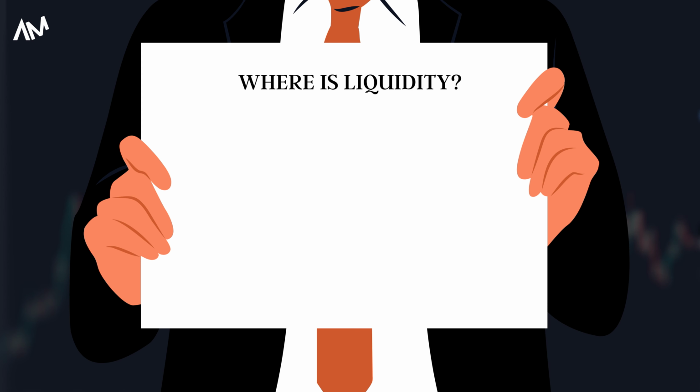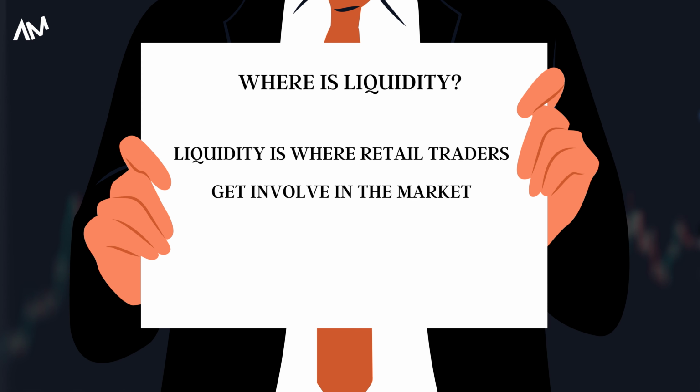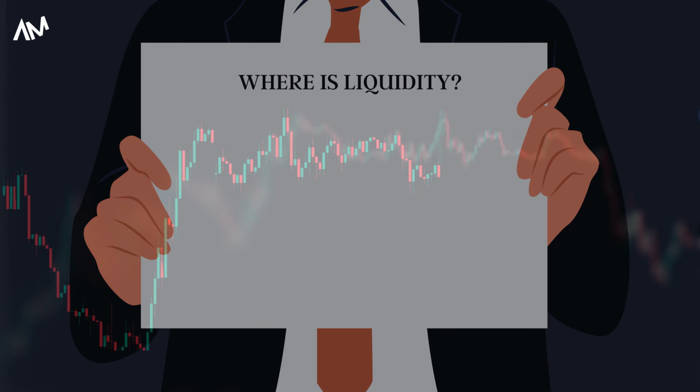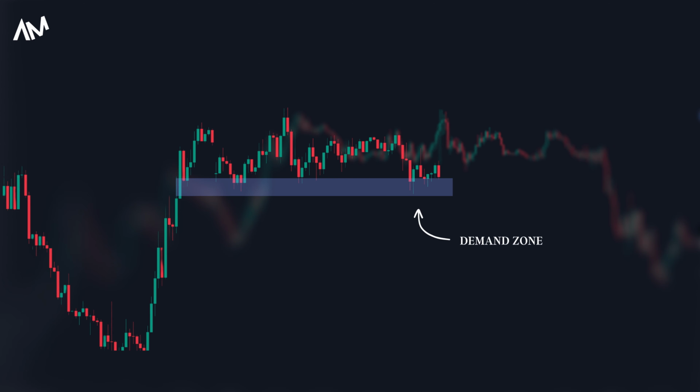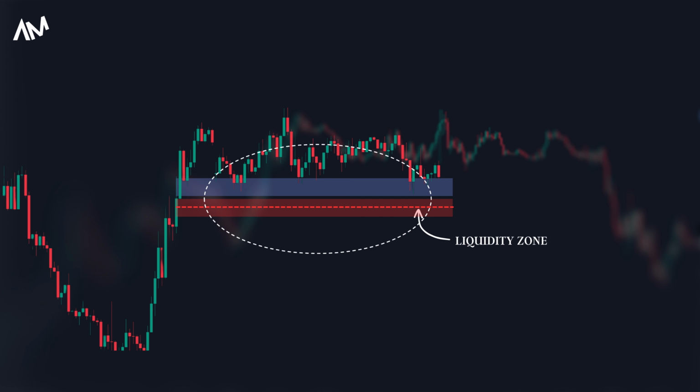Now, how do we identify liquidity zones? Liquidity zones can be identified as areas where retail traders become involved in the market. For example, when the price reaches a demand zone, traders may start placing buying orders, which creates liquidity. In this scenario, small banks, private institutions, and other entities could also place buying orders, which further enhances liquidity. By placing their stop losses below the demand zone, traders create a liquidity zone, where the big players can grab liquidity, leading to a sharp upward movement in price.